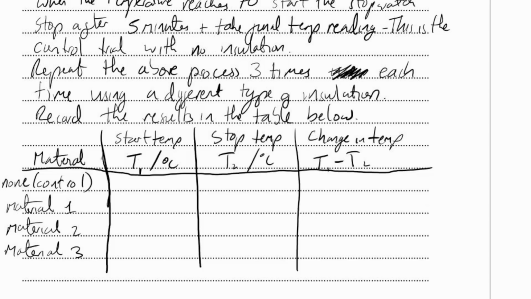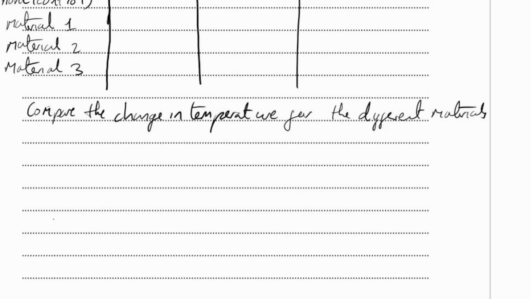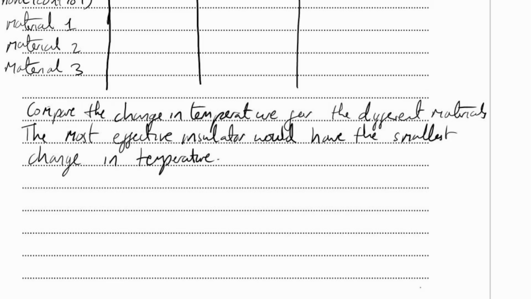And that's fine. Okay, now the way we would then examine the materials for their insulating properties is compare the change in temperature that occurs. The most effective insulator would be the one with the smallest change in temperature. So compare the change in temperature for the different materials, and the most effective insulator would have the smallest change in temperature. Let's just write down some of the things we're controlling. We're going to control the type of container we're using, the start temperature, the volume of water, the time that we're measuring for.